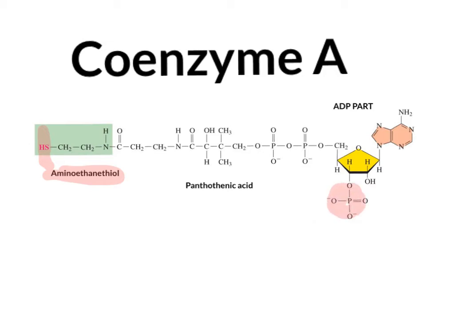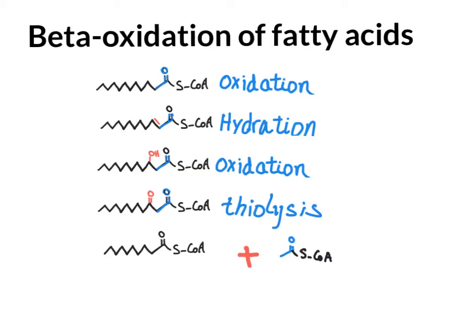I have done a video about the beta oxidation of fatty acids, but here I will do just a little overview of the steps. The first step is an oxidation. We are going to oxidize between carbon number 2 and 3 to form an alpha-beta unsaturated thioester. Then we're going to do a hydration. We're going to add a molecule of water where the OH will be added to the beta carbon.